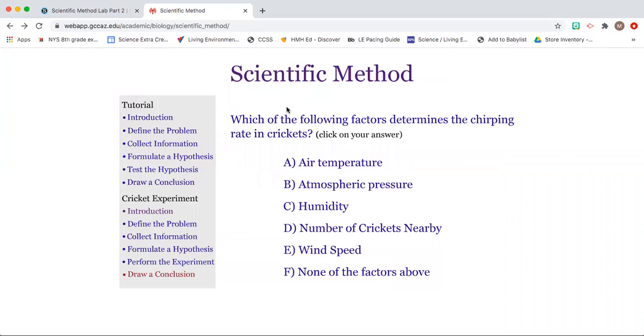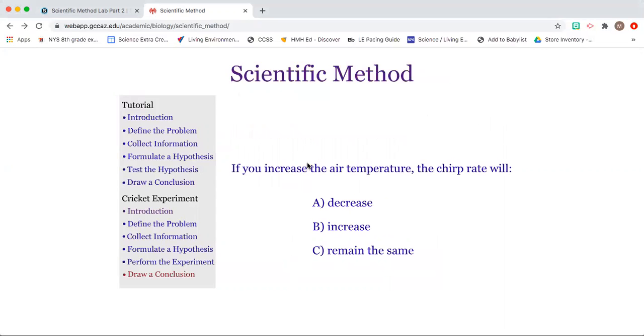Which of the following factors determines the chirping rate in crickets? So we said the only thing on our data tables that changes the chirp rate is air temperature. So let's select air temperature. If you increase the air temperature, the chirp rate will. So if we increase air temp, what happens to the chirp rate? It also increases.